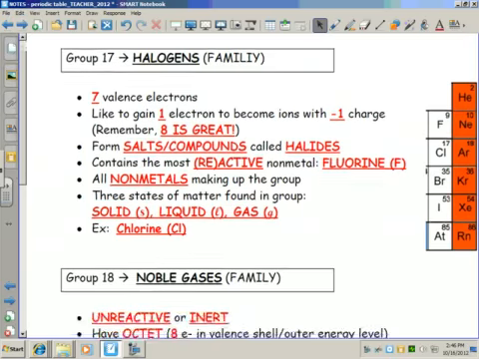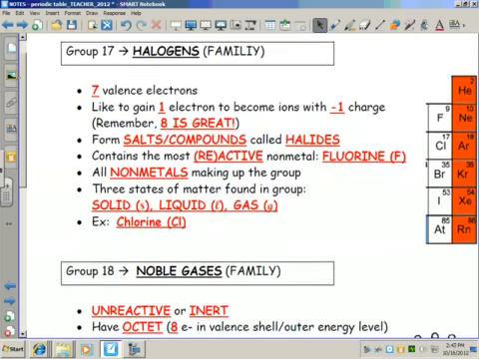Then the last two families, two groups, which are families on the periodic table, are the halogens, which are group 17, this column here, and they have 7 valence electrons, so they have a tendency to gain 1 and become negatively charged ions, also take on a negative charge within a compound. The whole idea that 8 is great. The octet rule, they're the most reactive of all the nonmetals, which means these guys are also never found uncombined.